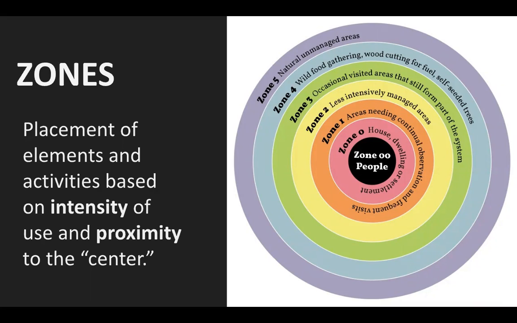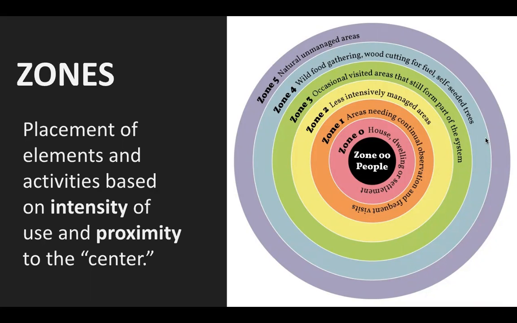Zone 4, this is the least managed of the zones, so it's often bordering on, quote, wilderness. And zone 4 encompasses woodlots, pasture, wildlife areas. It may be visited a few times a year for management. You can think of putting maybe low maintenance nut crops like chestnuts or acorns, oaks that you're gathering acorns from. There may be pastures here as well, but these are very minimally managed. Also in this little blue zone, you can see wild food gathering, wood cutting for fuel, and self-seeded trees.